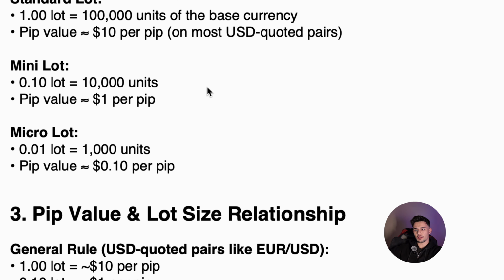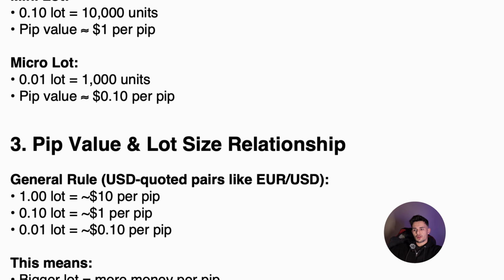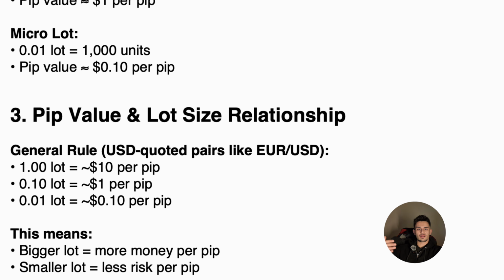Then you also have the mini lots, traded on, I would say, smaller accounts. There you see that 0.1 lot equals 10,000 units. The pip value in this case would be $1 per pip. You also have the micro lot for way smaller accounts, basically for people that want to practice first on their live accounts before using higher amounts. There, 0.01 lot equals 1000 units, and the pip value in this case would be 10 cents per pip.